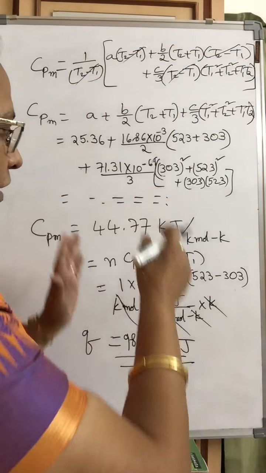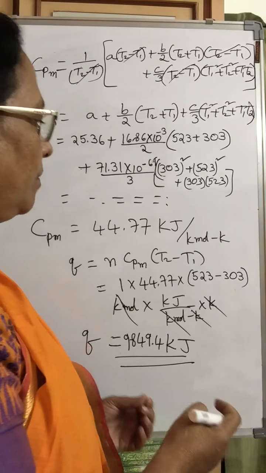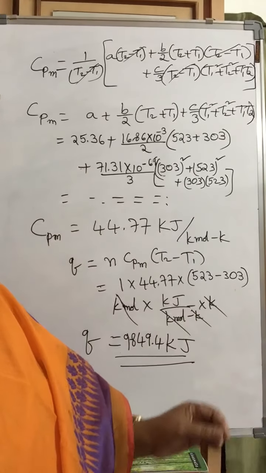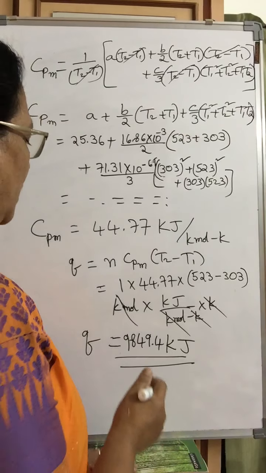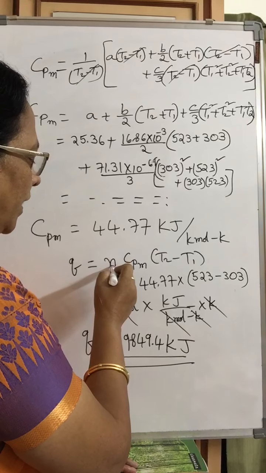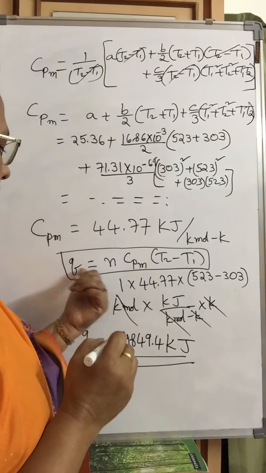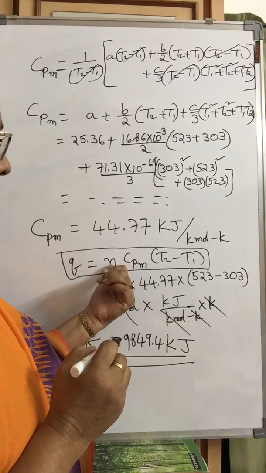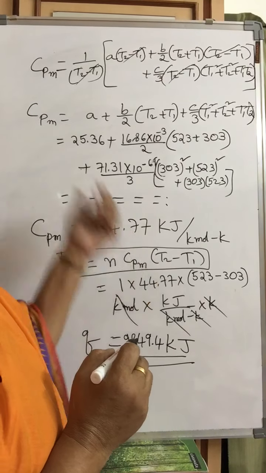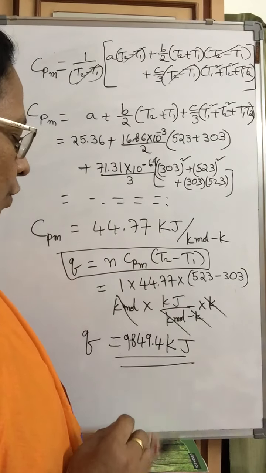Once this problem is clear, any other problem you can do the same way, but with a little care in writing units, which we will see. For each model we will work out one problem. First, depending on the Cp units you need to take M or N. So this is the equation to calculate Q, where N is how many moles, and Cpm, T1, T2 will be given in the problem. You need to calculate Cpm by writing the integral Cp dt divided by T2 minus T1.